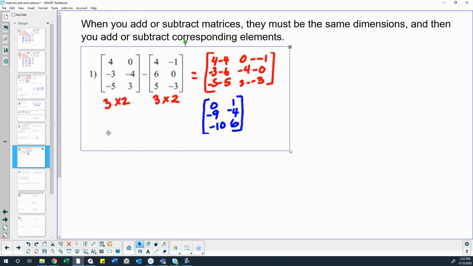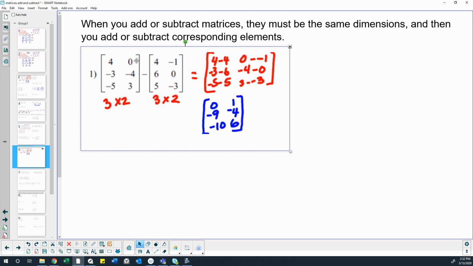So here in this problem, we have a 3 rows by 2 columns matrix, and we're subtracting a 3 rows by 2 columns matrix. So that's good, we can do that. Then we take each corresponding element and subtract them. So we take 4, subtract 4, which is 0. And we do -3 minus 6, which is -9. And then we have -5, subtract 5, so that's -10.